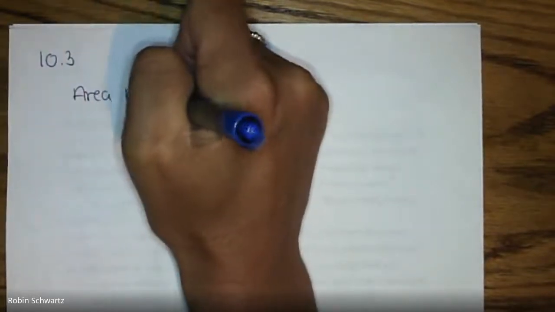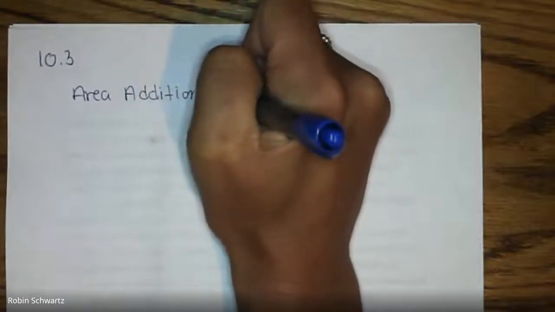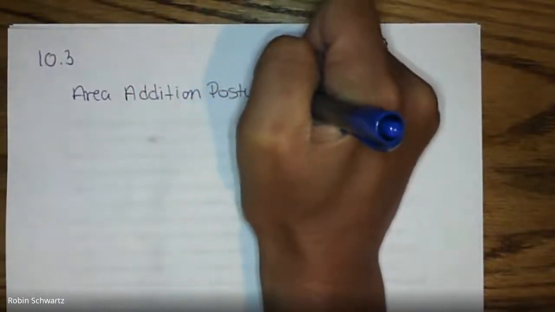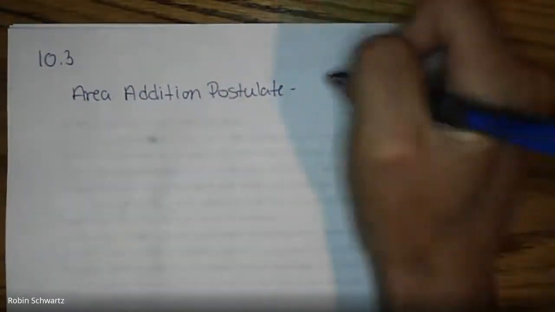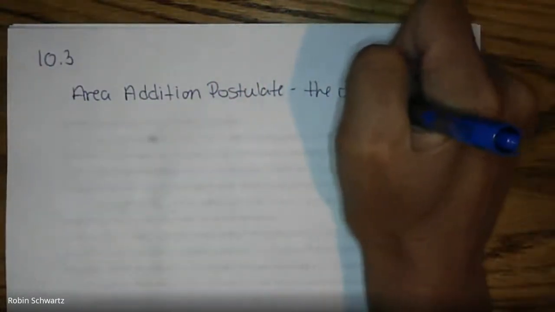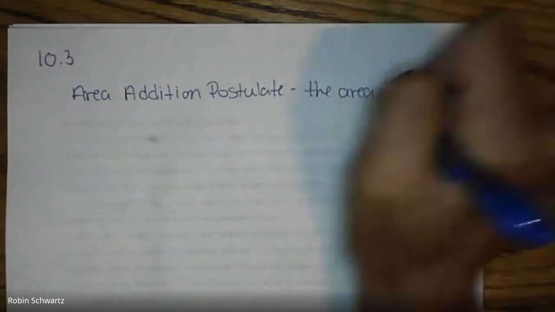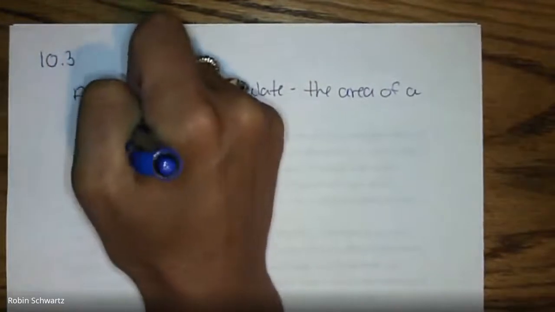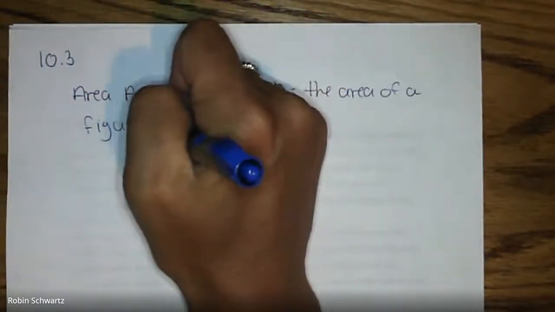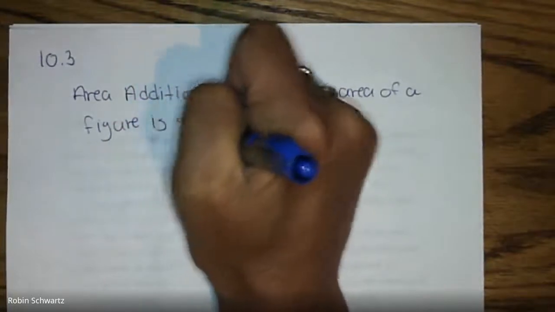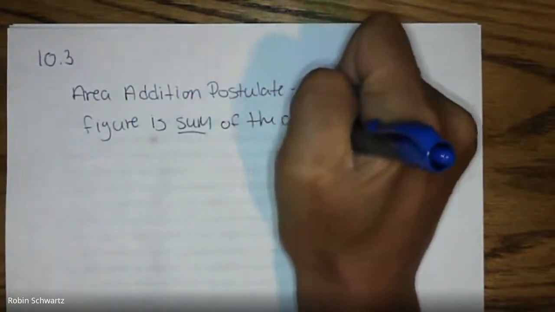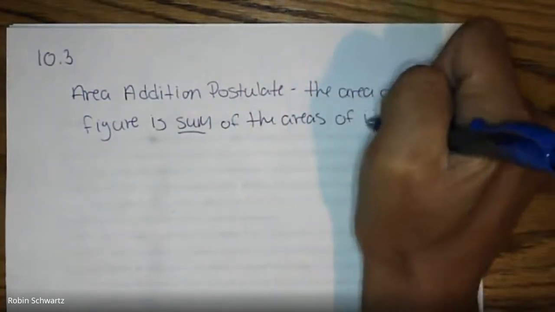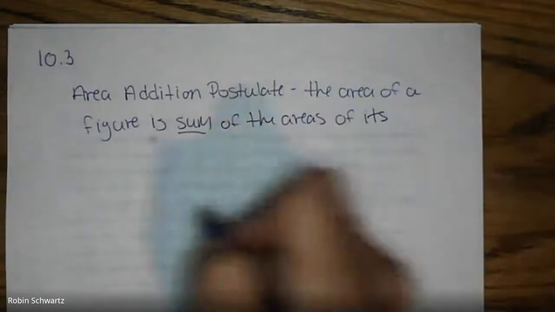Okay, we are going to start 10.3 today. In 10.3, we will be using the area addition postulate, which just says that the area of a figure is the sum of the areas of its non-overlapping parts.